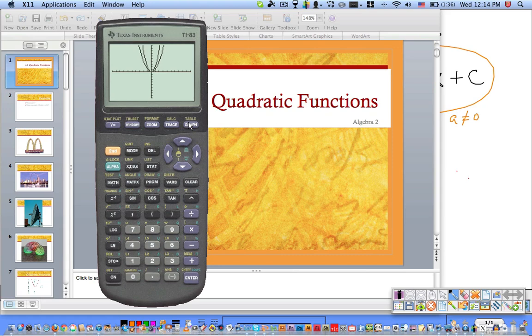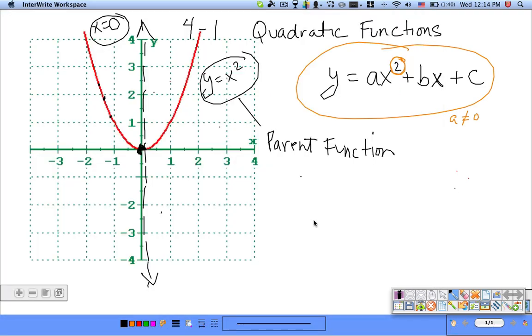Quadratics are similar to absolute value, if you remember. The a value off to the side here. The a value for absolute value did what? It made it narrow, it made it wide. It also made it go up or down. That's what this a value is going to do as well.